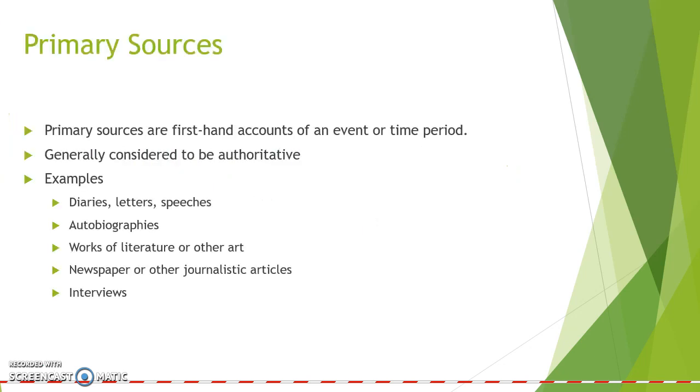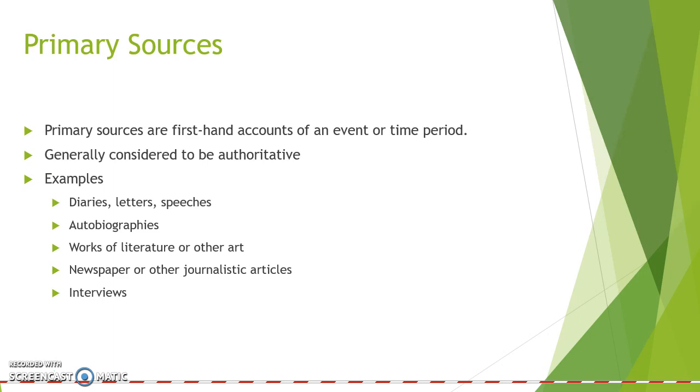So, primary sources. Primary sources are first-hand accounts of an event or time period, and they're generally considered to be authoritative because they were written at the time. I'll go through some more specific examples in a little, but examples are diaries, letters, speeches, autobiographies, works of literature or other art, newspaper or journalistic articles, if they're reporting articles rather than editorial articles, and interviews.